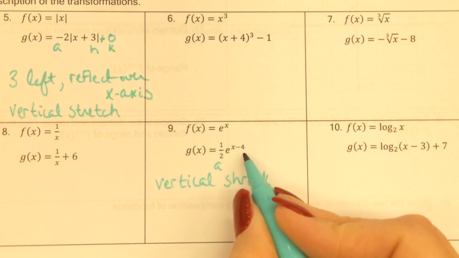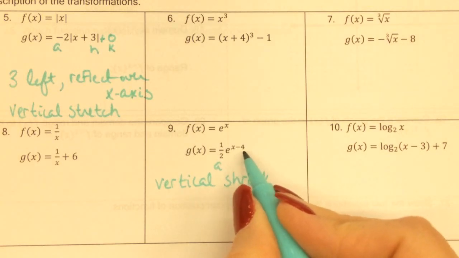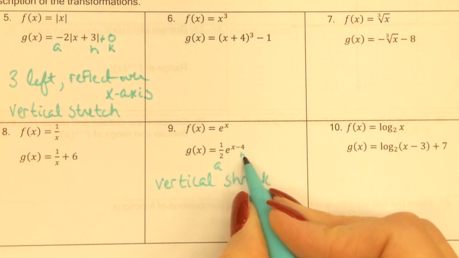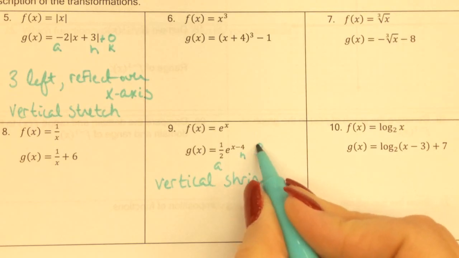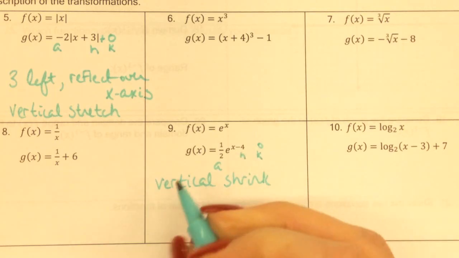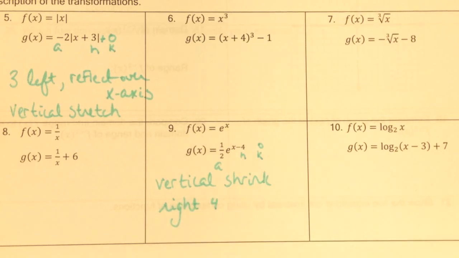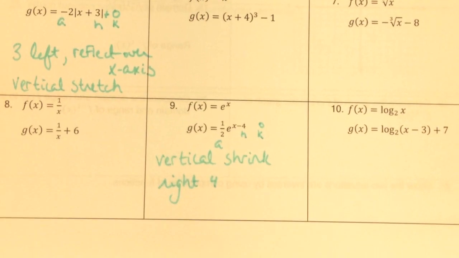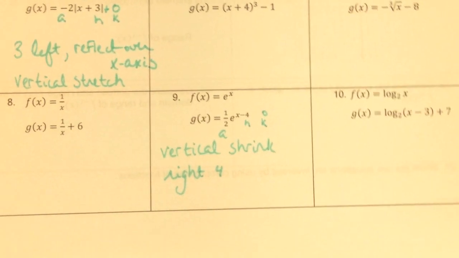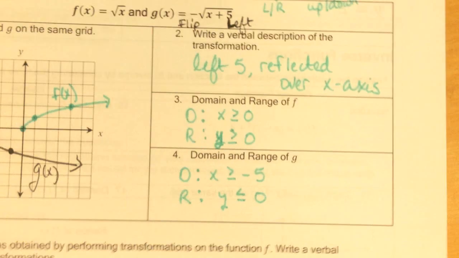Okay, now this looks a little bit weird, but you do have an hk. This would be your h, and then your k would be 0. So this is going to go right 4. Okay, so knowing that, I think you guys can do the rest of those on your own. Let's move on.